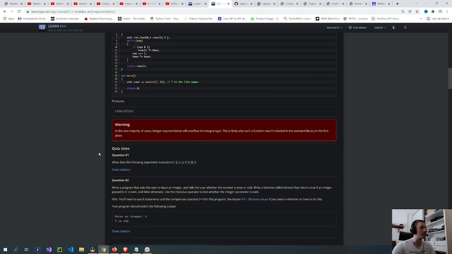Warning: in the vast majority of cases, integer exponentiation will overflow the integral type. This is likely why such a function was not included in the standard library in the first place.